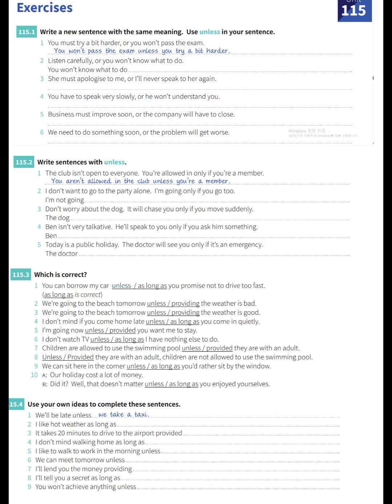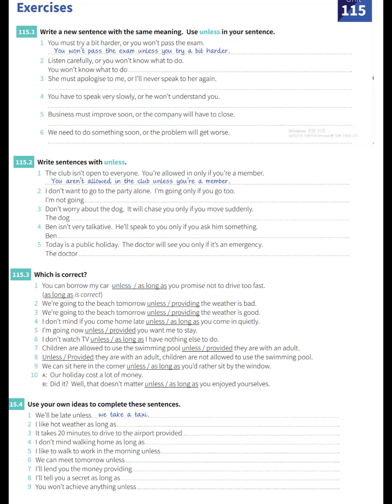So it's saying if you move suddenly, the dog will chase you. So there's a condition. If you don't move fast, the dog won't chase. If you move suddenly, the dog will chase. So it'll be: the dog won't chase you unless you move suddenly.